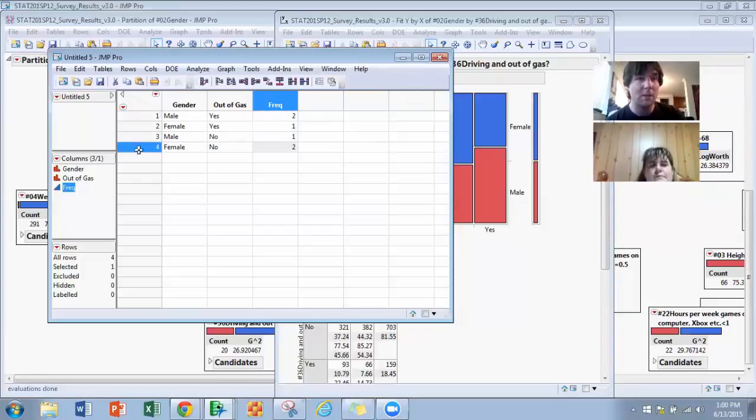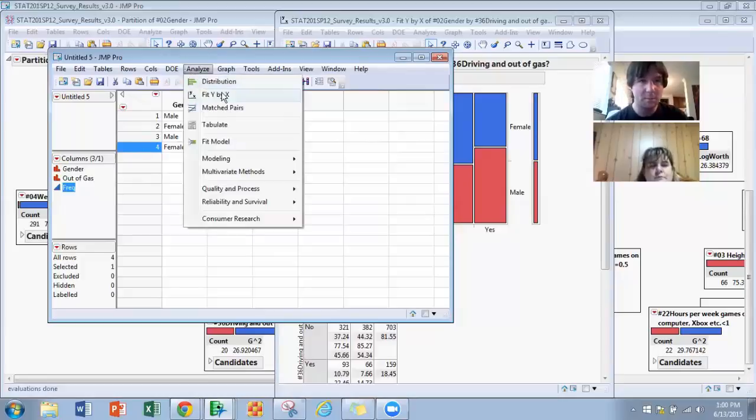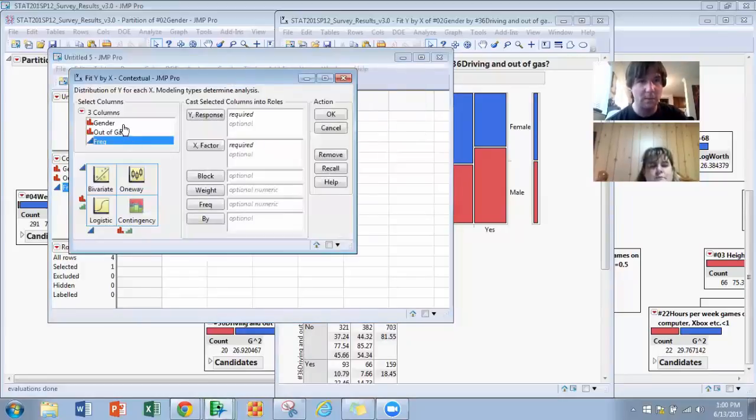Now let's go ahead and do a bivariate display of this. If we go here and say gender, does gender explain running out of gas? Or we could do it in reverse, so let's do this.